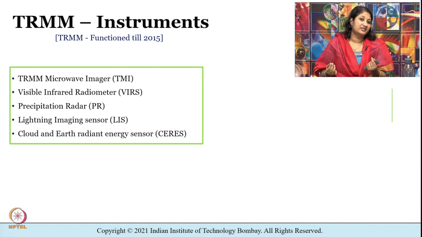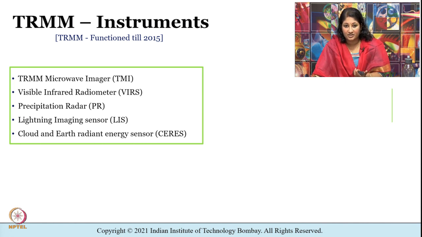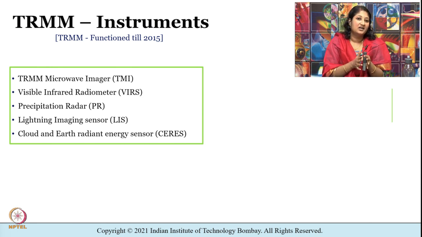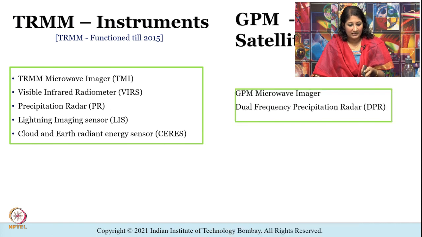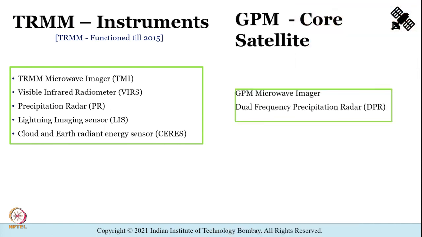Similarly, you have LIS, the lightning imaging sensor. It's very small, but a very sophisticated instrument to study lightning over the tropical region. Then we have CERES, the cloud and earth radiant energy sensor, which is used to study energy at the top of the atmosphere. And of course, we have the VIRS, the visible infrared radiometer, which operates at 5 different frequencies, and the aim is to provide high resolution observations of cloud type and cloud top temperatures.